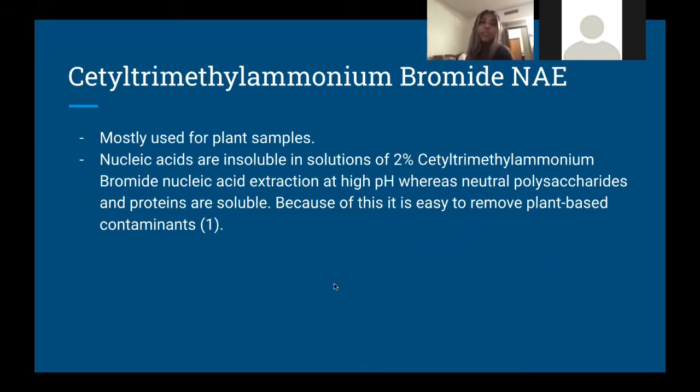And then cetyl trimethylammonium bromide, CTAB, extraction is mostly used for plant samples. The nucleic acids are insoluble in solutions of 2% cetyl trimethylammonium bromide at high pH, whereas the neutral polysaccharides and proteins are soluble. Because of this, it is easy to remove the plant-based contaminants.